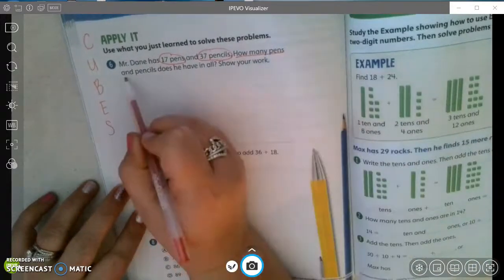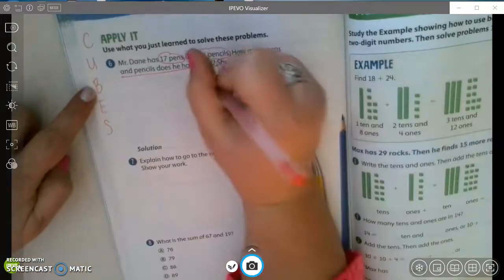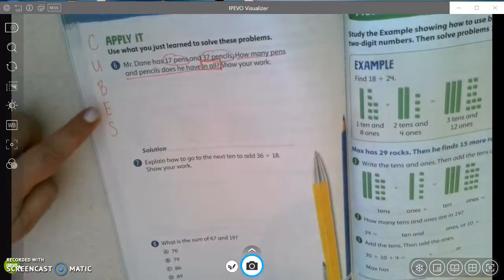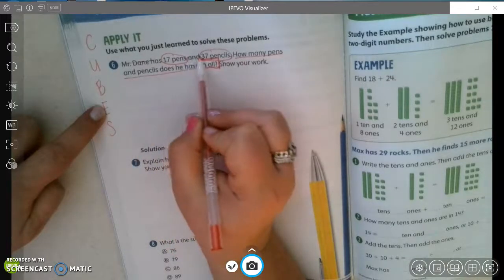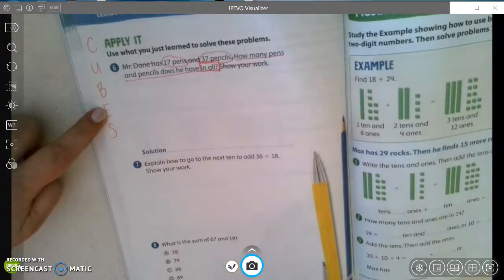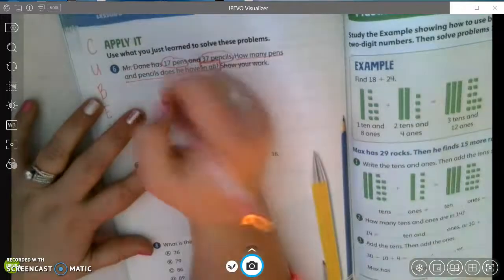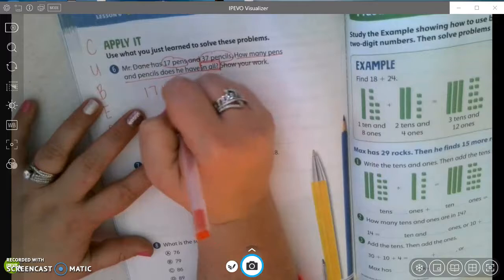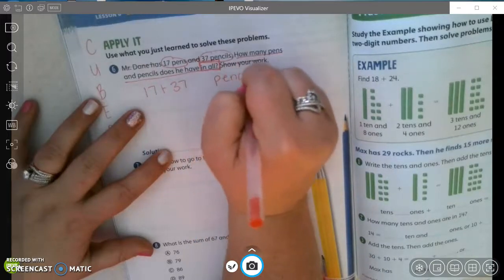How many pens and pencils does he have in all? Keyword is in all. That tells me I am adding. Eliminate the extra, so I don't care about that or that or that. Well, I do care about the show your work, and then solving. So we end up with 17 plus 37, and we're talking about pencils.